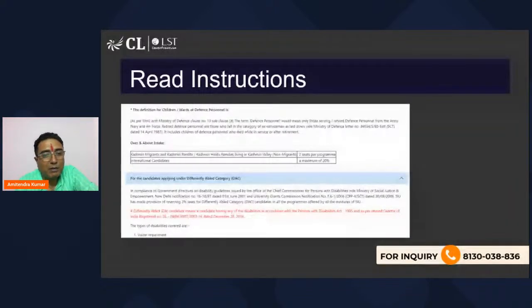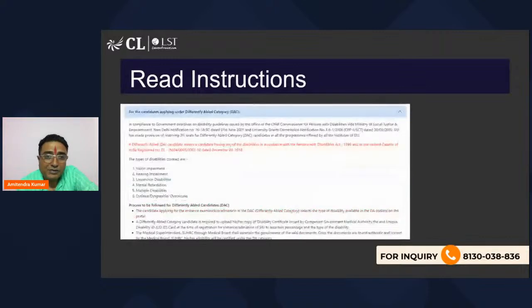2 seats per program are available for Kashmiri migrants, Kashmiri Pandits, and Kashmiri Hindu families in Kashmir valleys. Okay, so migrants and non-migrants. The international candidature is above this, so they have separate seats for that. Nothing to worry about that. Now, as far as PWD category, these types of disabilities are covered: vision impairment, hearing impairment, locomotor disabilities, mental retardation, multiple disabilities, dyslexia, dysgraphia, and dyscalculia. Okay, so only these are considered as far as Symbiosis is concerned.